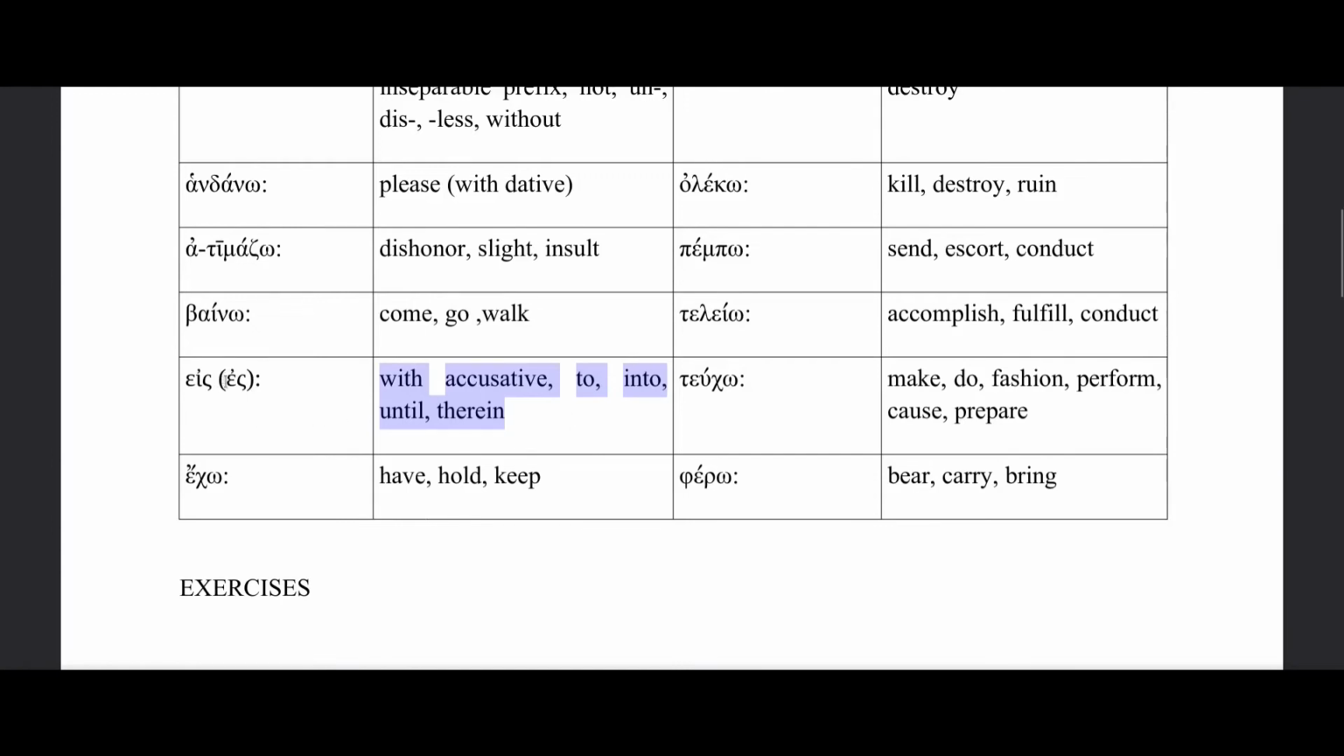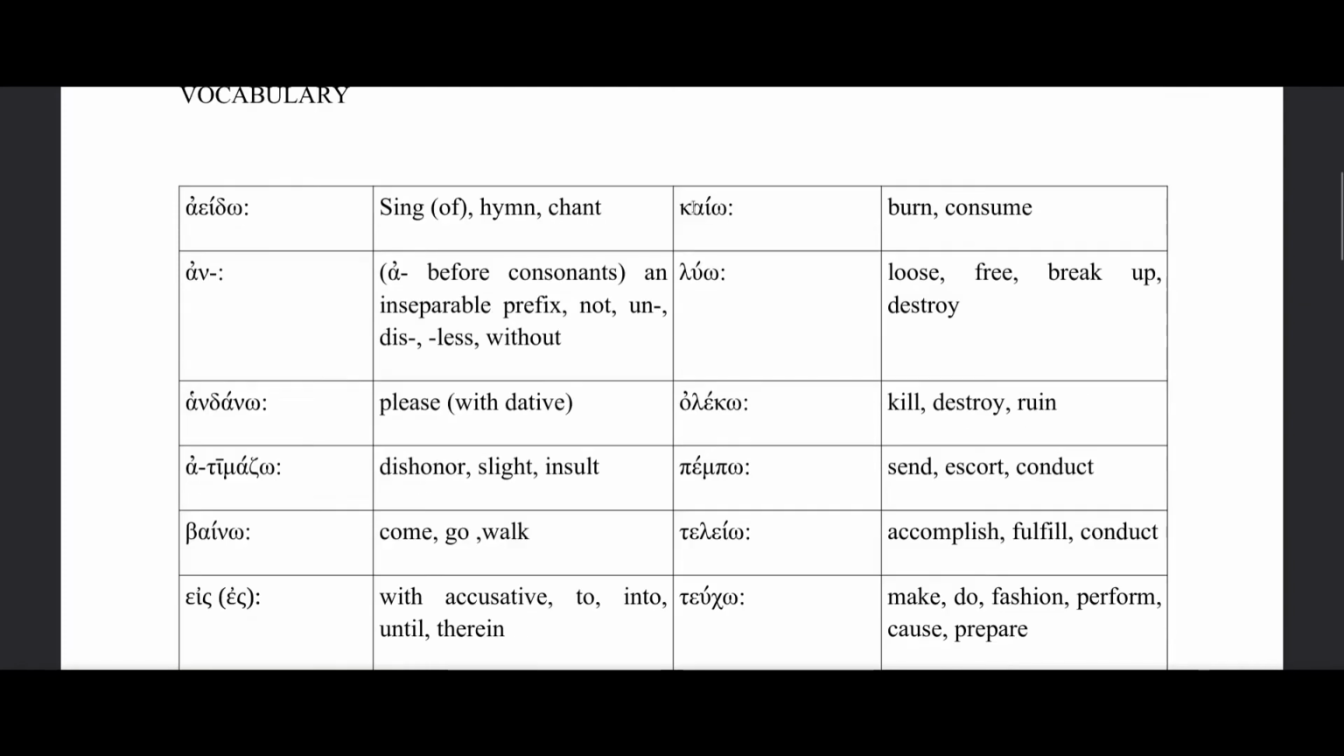And sometimes we will encounter it simply as S. Now this one, we already know the third person. Ekhe. This is ekho, echo. I have, I hold, I keep. This is the first person. Now this one, kaio, to burn or to consume something.